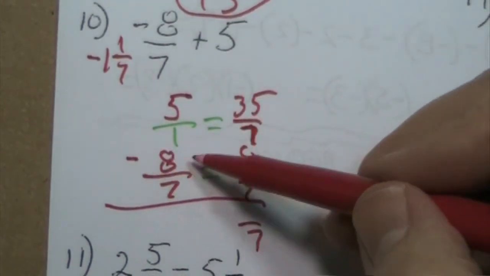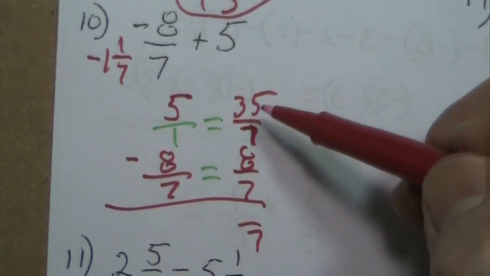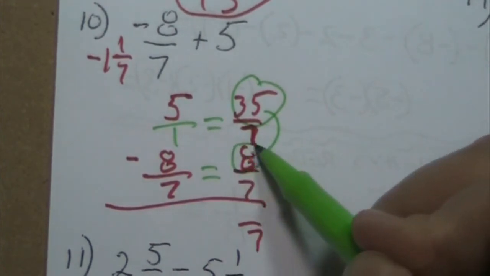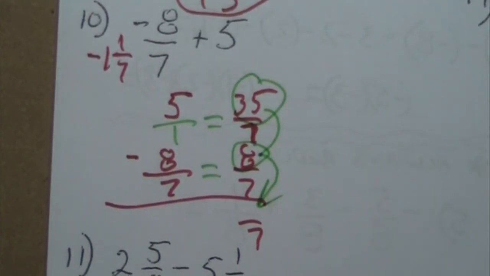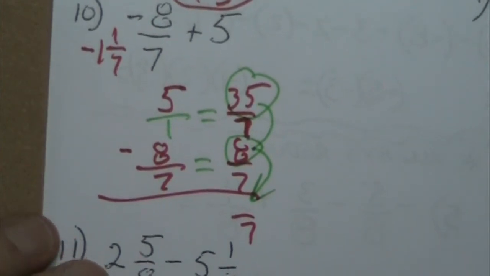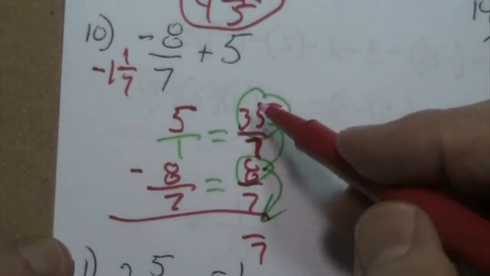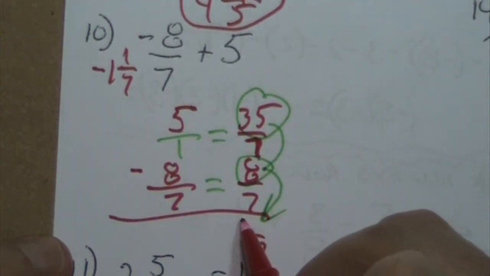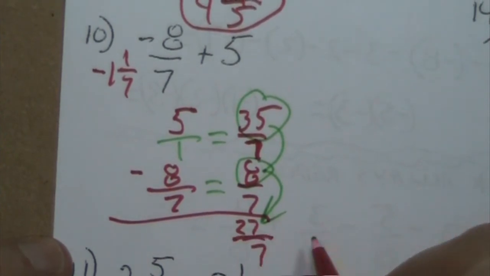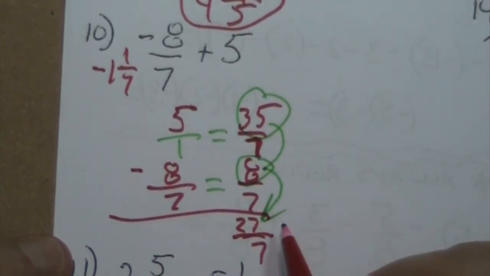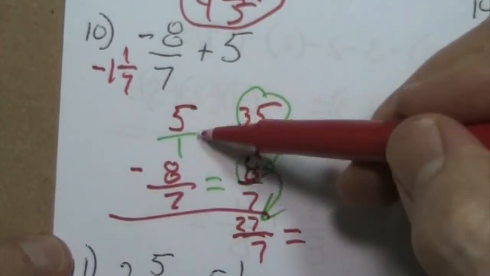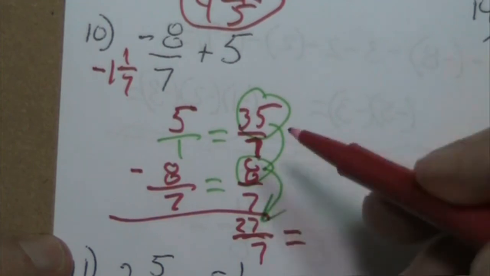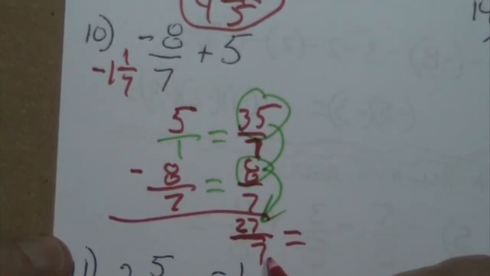And now all I have to do is subtract, because this was a negative. So I take 35 minus 8. And 35 minus 8 is 27. So it's 27/7. Hey, that can be reduced. And by the way, it's all positive, right? This is more positive than negative. So this is 27, sorry for the sloppiness, over 7.